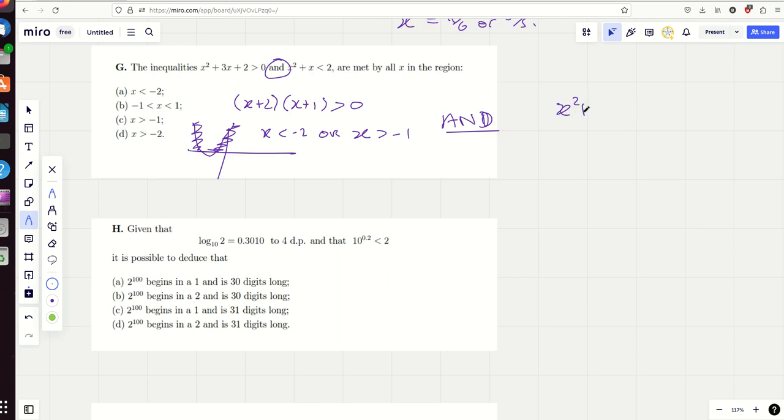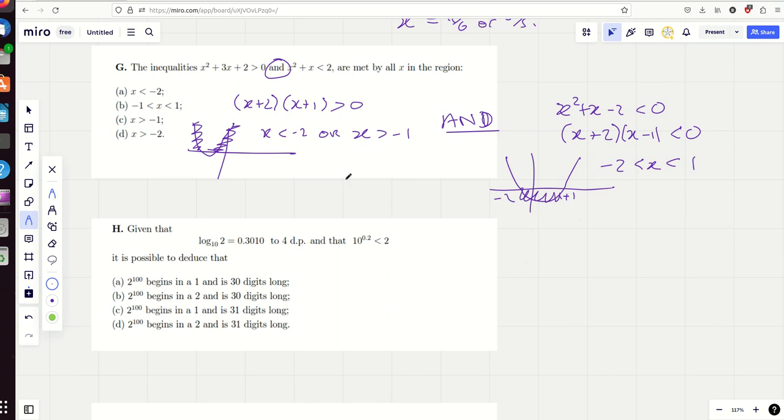x squared plus x minus 2 is less than 0. And so, what is that? x plus 2, x minus 1 is less than 0. Now, we want this to be underneath, between minus 2 and positive 1. And so, the solution to that is minus 2 is less than x, which is less than positive 1. So, minus 2 there, positive 1.